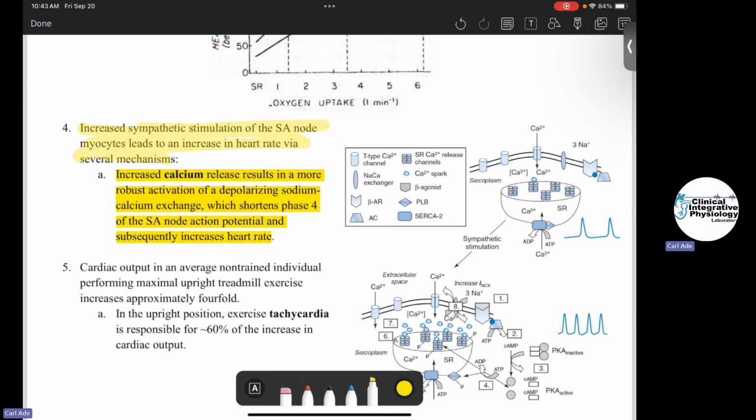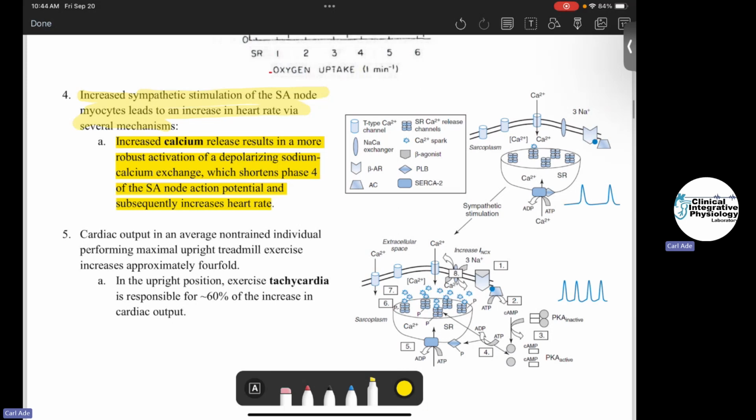We also know that cardiac output in an average non-trained individual is going to result in this several-fold increase in cardiac output. And in the upright position, this exercise tachycardia, this increase in heart rate, is going to be responsible for about 60% of the increase in cardiac output. It's just another way of visualizing things we've talked about in previous lectures here.